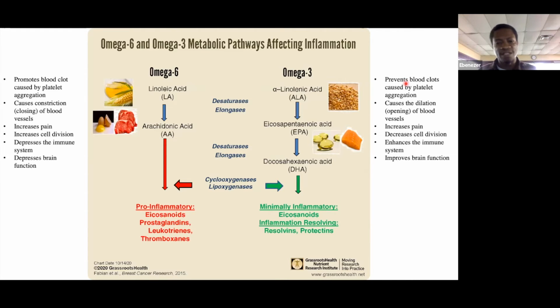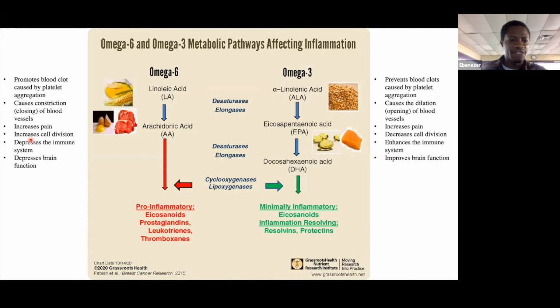And from findings, we realize that they prevent blood clots, cause dilation of blood vessels to enhance blood flow, decrease cell division, enhance the immune system, as well as improve brain function. While omega-6 fatty acids, we can see that usually they are found in corn oil, in some foods such as flaxseed oil and the rest of them. And they promote blood clots, cause constriction of blood vessels, and they increase pain.